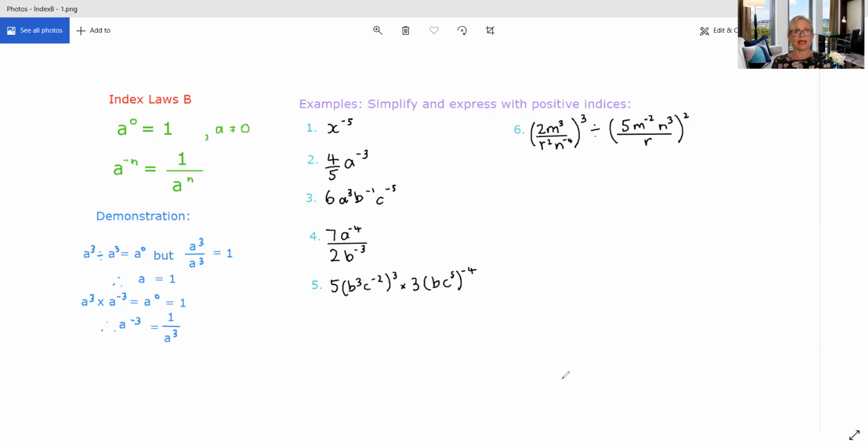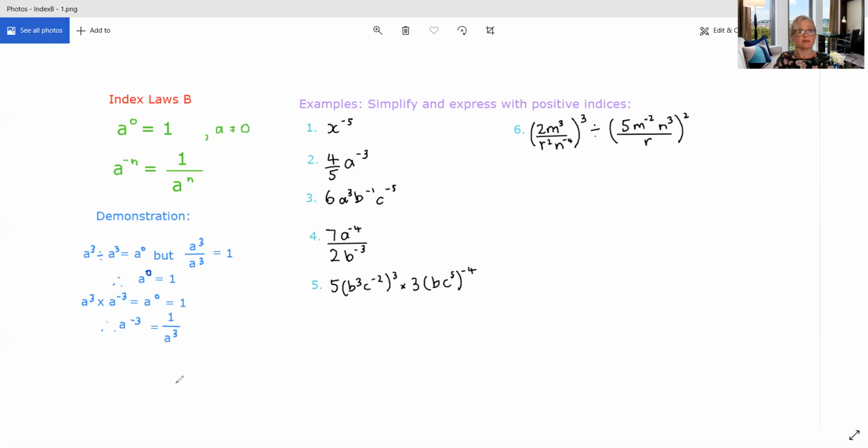Let me just explain why a to the 0 is 1, assuming that the base isn't 0, and why a negative index is the same as a reciprocal. If we're dividing a cubed by a cubed, then using our index law about dividing powers of the same base, we subtract our indices. 3 minus 3 is 0. So we'd get a to the 0. But we also know that a cubed divided by a cubed is just 1. So a to the 0 must be 1.